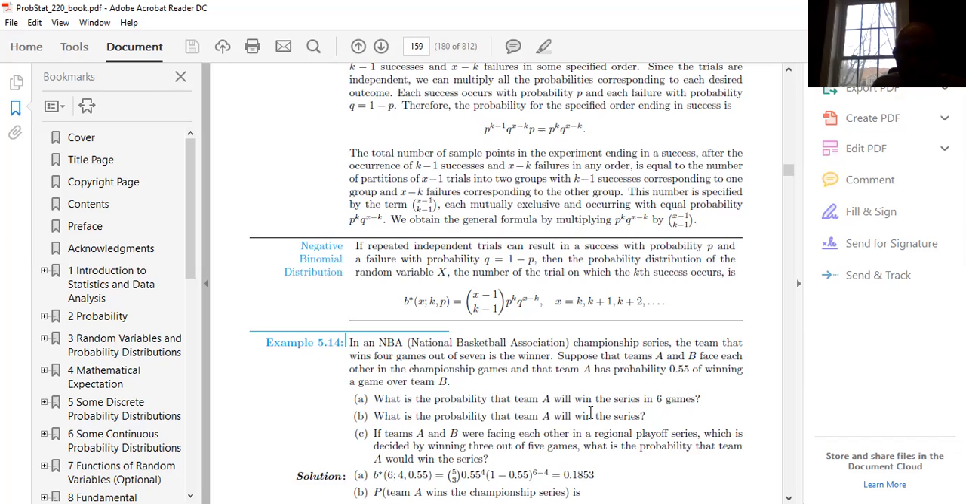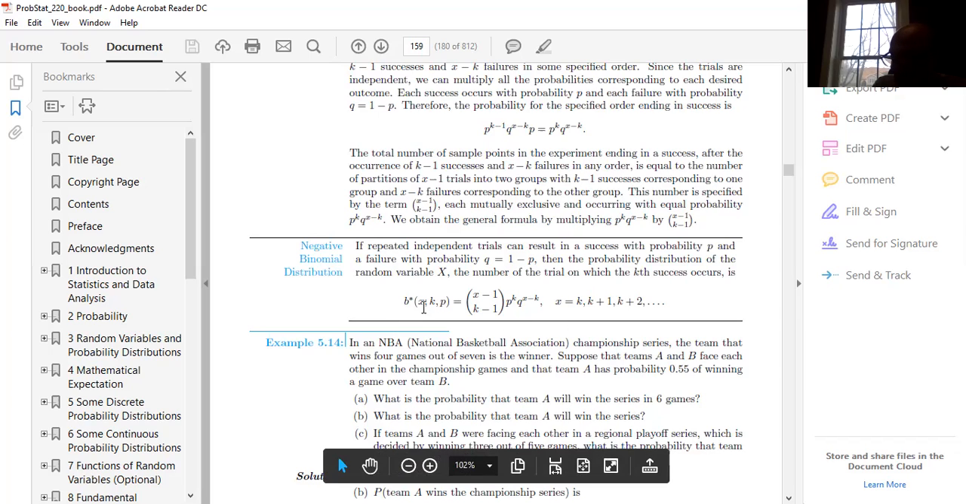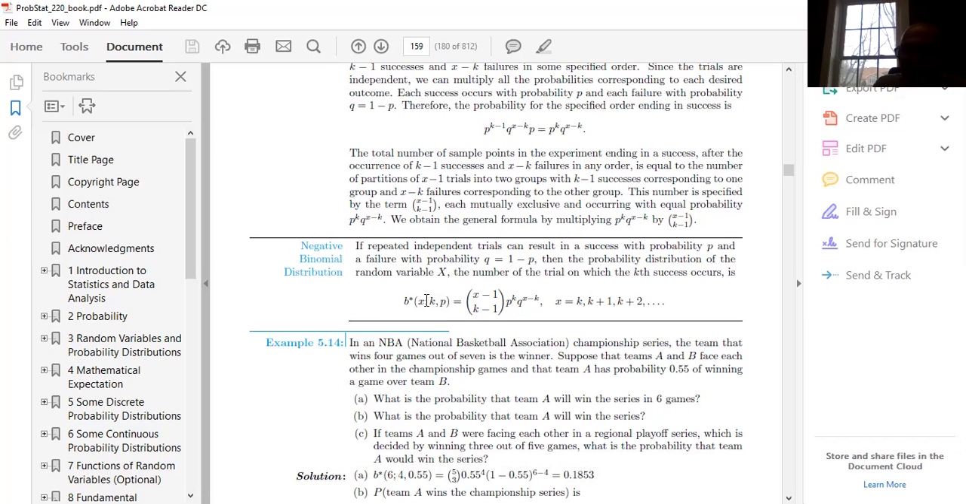So we can start like this: B star X with K equal to 3, and the winning probability is 0.55, or X is equal to 4, where K is fixed, and P is 0.55, plus X equal to 5. Because X is the number of trials, right? K is the number of successes, and we are fixing K at 3 games.